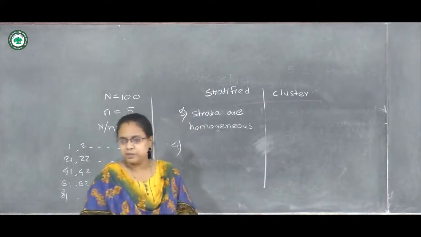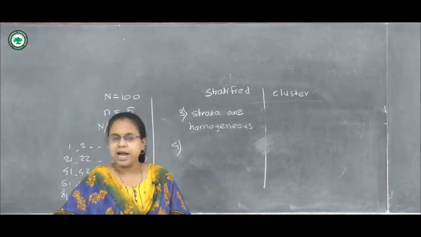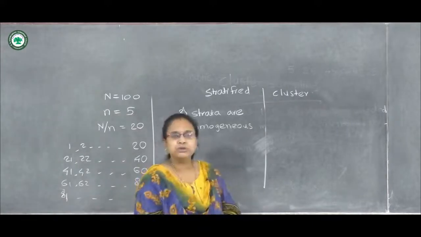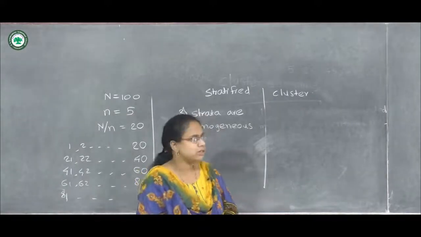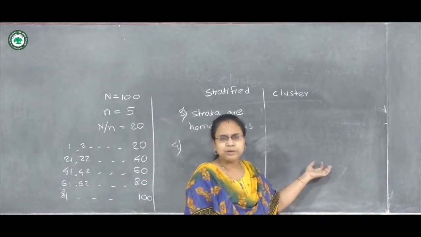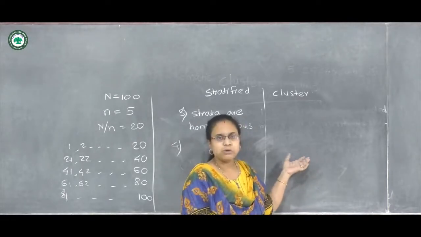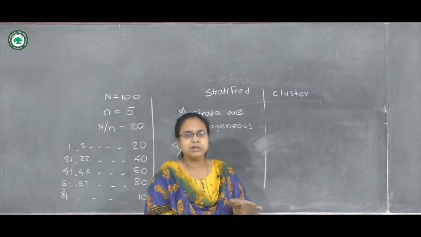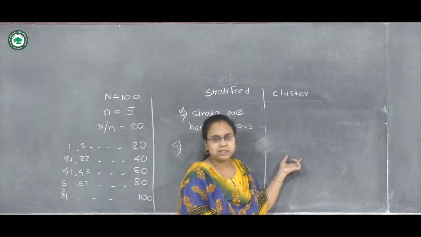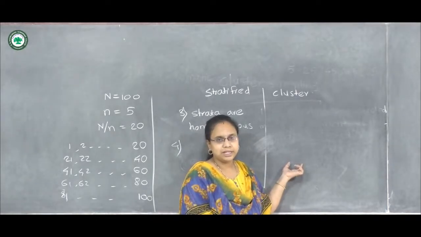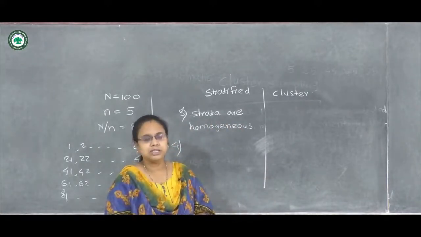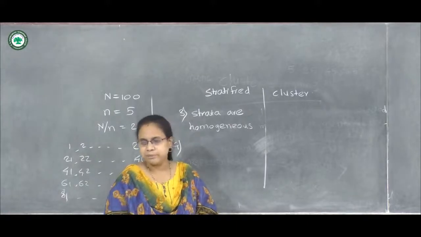The last difference between cluster sampling and stratified sampling is that here each stratum should be catalogued, so all the sampling units should be catalogued. But here we take only a few clusters, so we can catalogue only those elements whose clusters are selected. So only the selected clusters are catalogued in cluster sampling. So this is the difference between cluster sampling and stratified sampling.